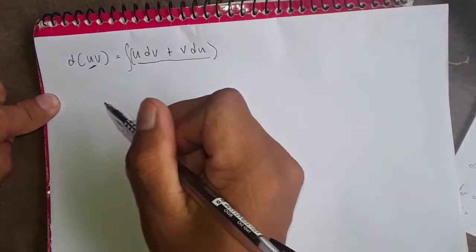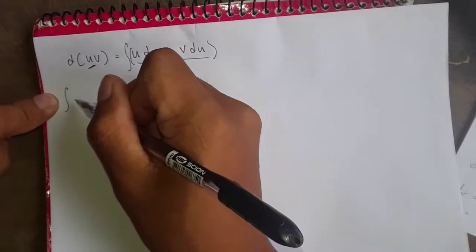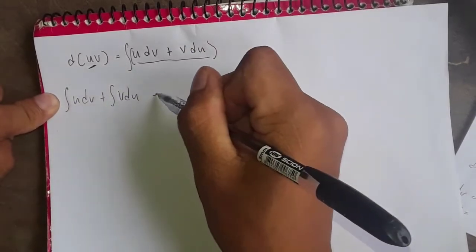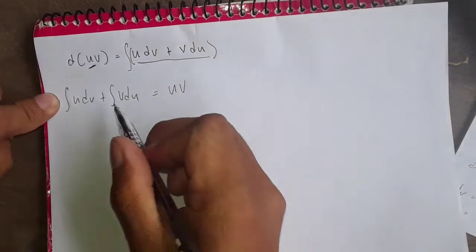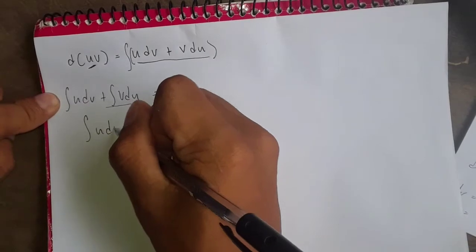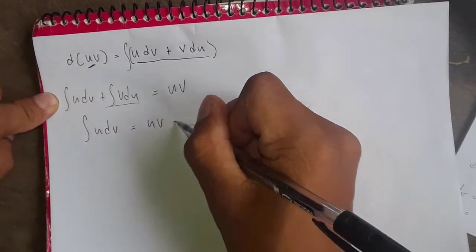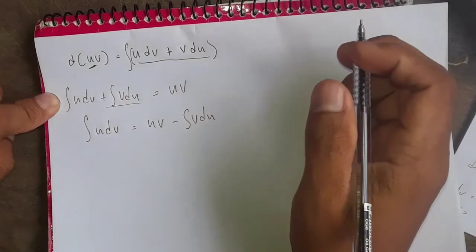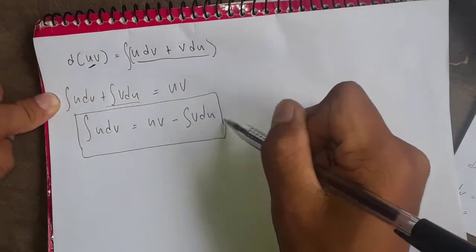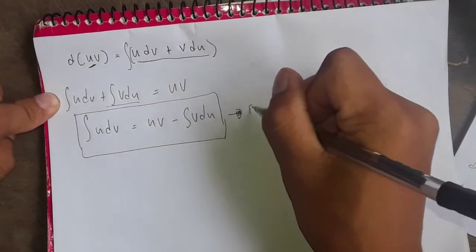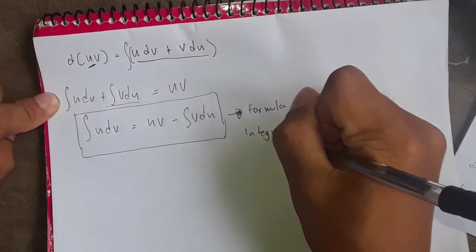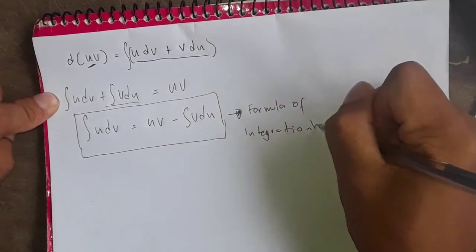So therefore we can have this equation: the integral of u dv plus the integral of v du is equal to uv. Then by transposing this to the right, we have the integral of u dv is equal to uv minus the integral of v du. And this is the formula for integration by parts.